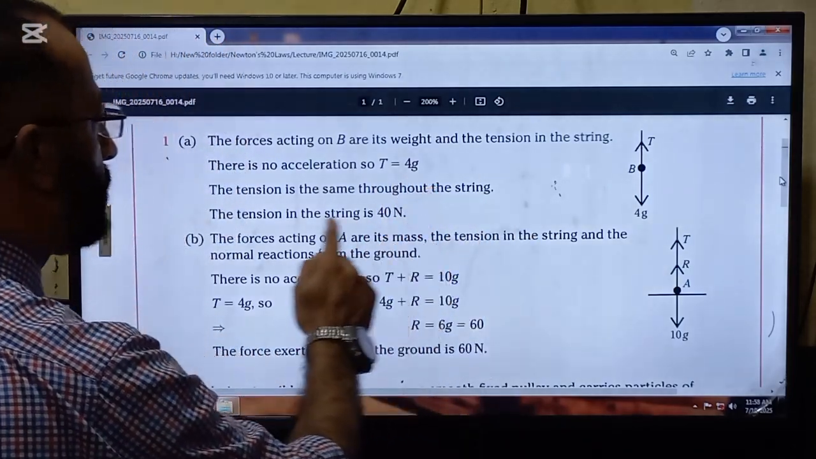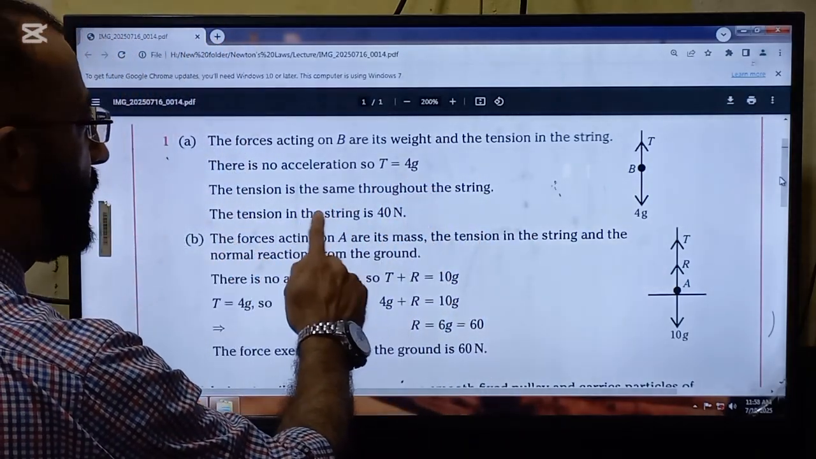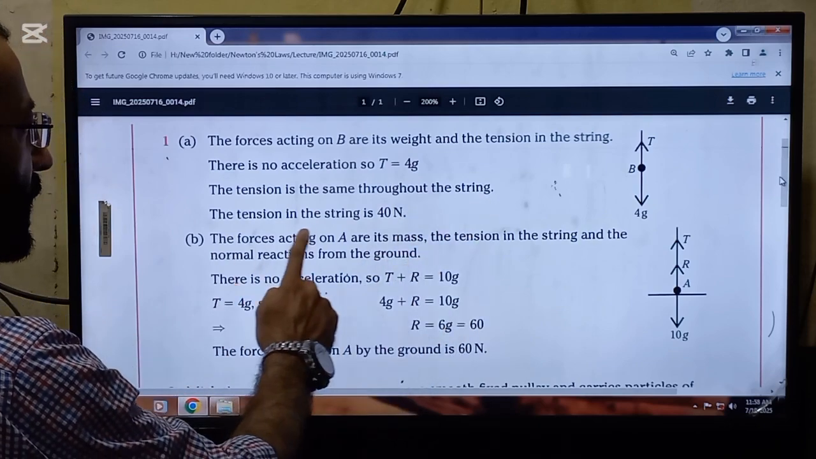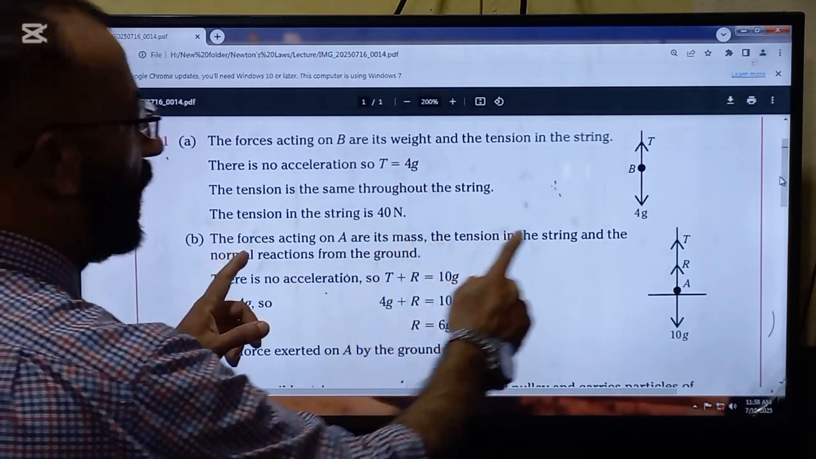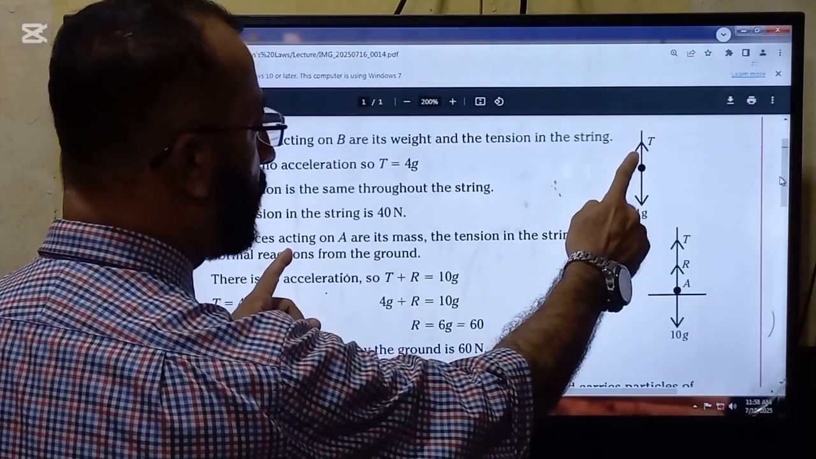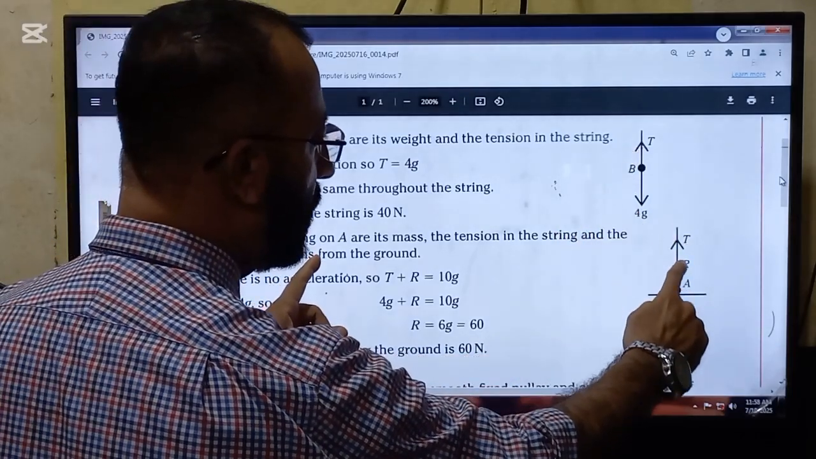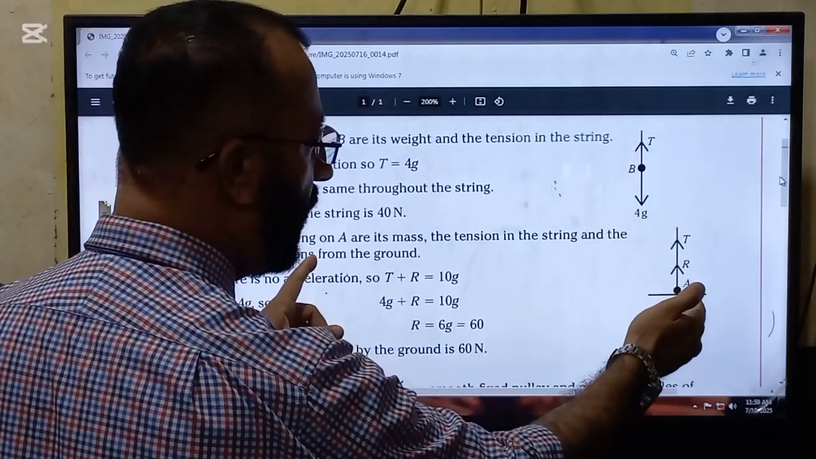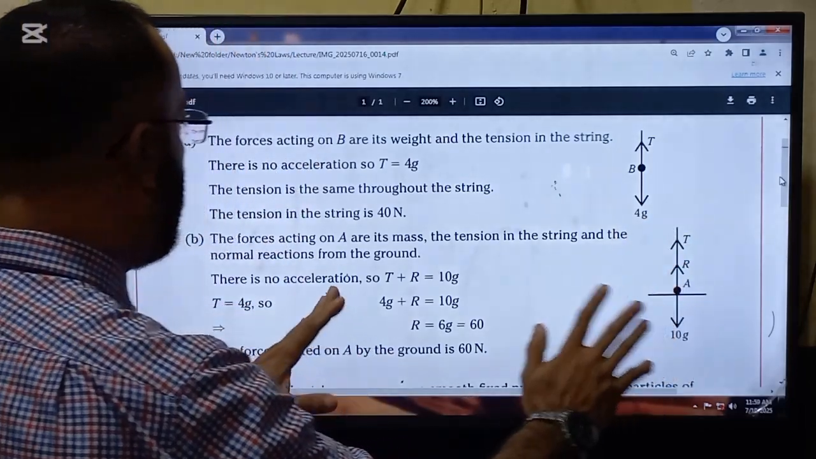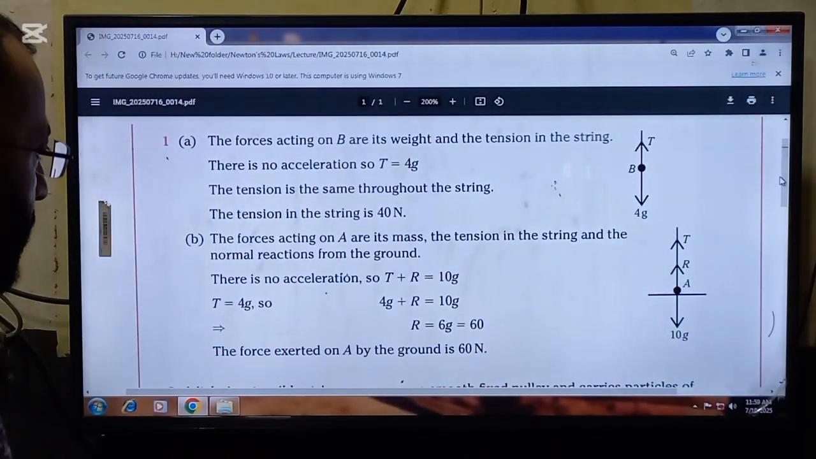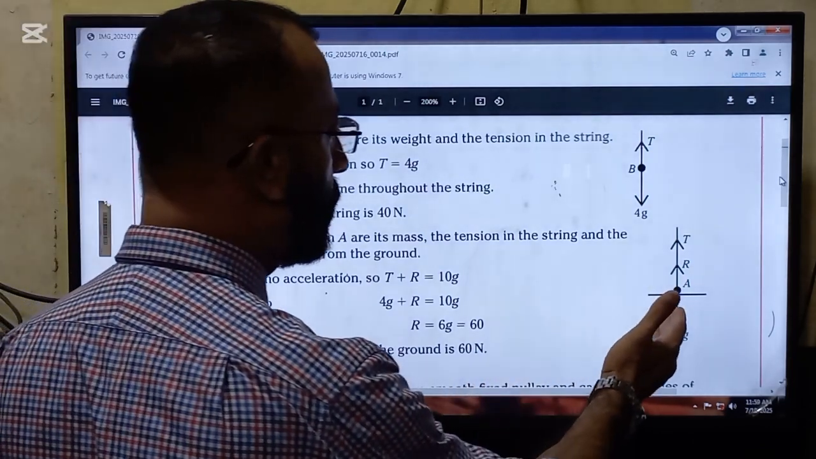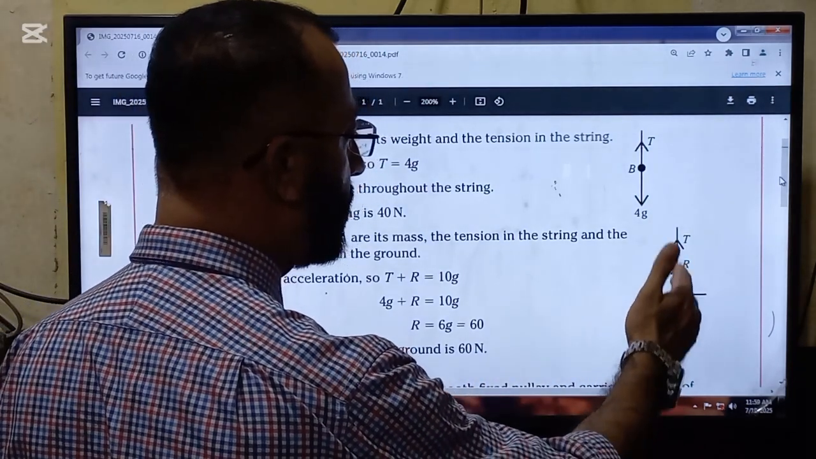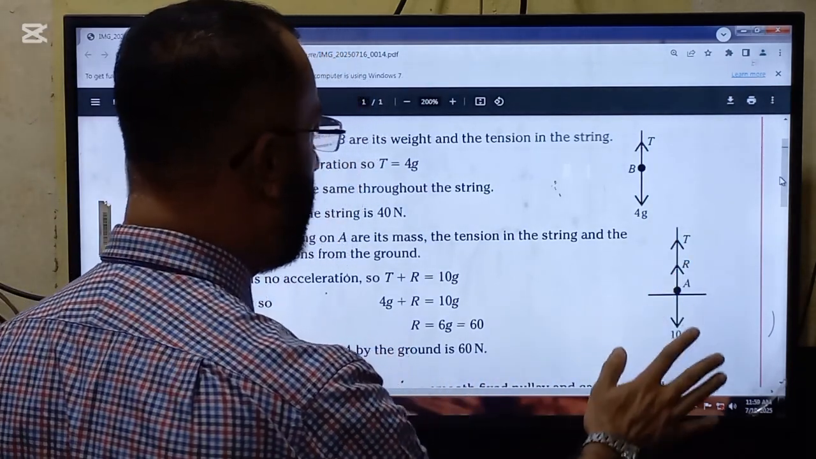g is 10. So the tension is the same throughout the string. So the tension in the string is 40 Newton. So if here is T, that is 40 Newton, the tension on the body A through the string will also be 40 Newton. Okay, in the second part, it was required: what is the reaction of the earth that is acting on the body A.